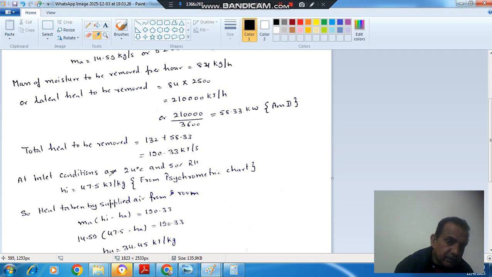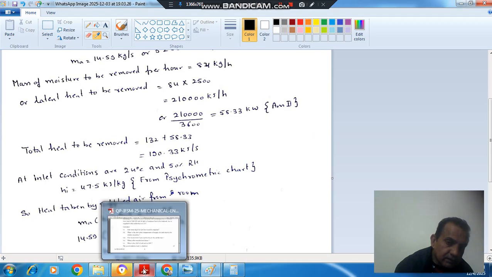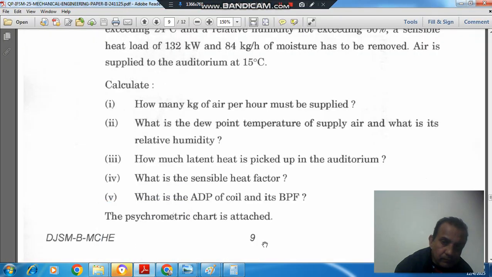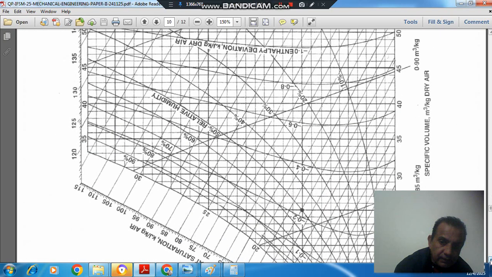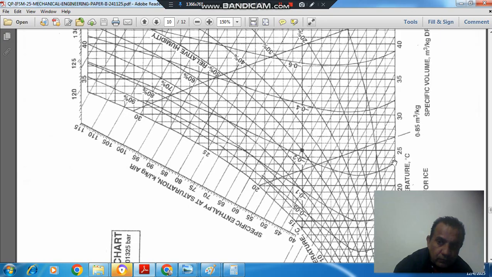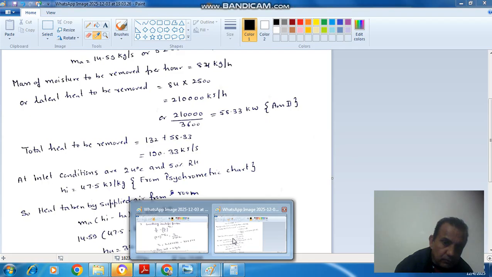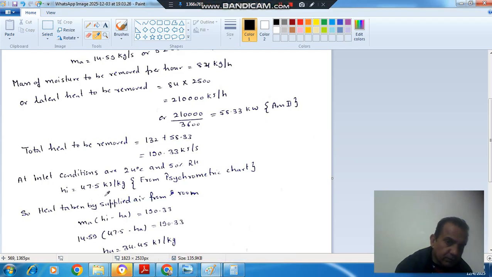At initial conditions, or at inlet conditions of the room, that is 24 degrees Celsius and 50% humidity, if we see the psychrometric chart, then 24 degrees Celsius and this is 50% relative humidity. The enthalpy is 47.5. So here the enthalpy is approximately 47.5.